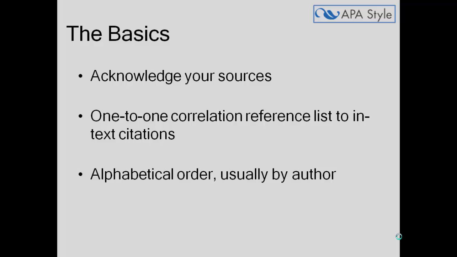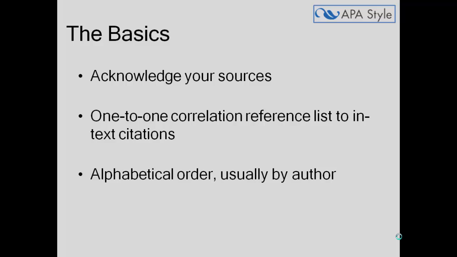Let's start with the basics. When you use information that you've gathered from other sources, you need to acknowledge that with some sort of indication in the text. In the case of APA, that's a parenthetical citation. Each of those parenthetical citations points to a complete reference on the reference list at the end of the paper. There needs to be a one-to-one correlation.